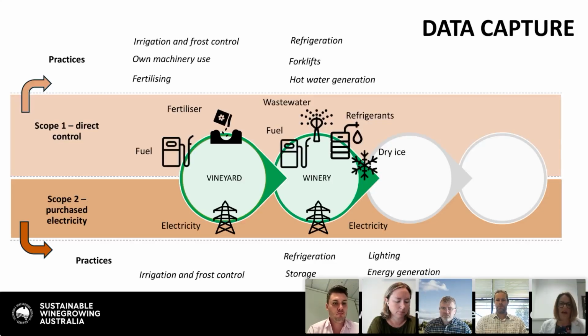And those emissions are generated through the activities that we do report through the workbook and the data. And these are things like refrigeration, how forklifts are powered in the winery, hot water generation, refrigeration as well, in terms of it might be fuel or it might be electricity. We've also got on the vineyard side things like own machinery use, which obviously plays a big part in emissions from a vineyard, as well as how irrigation and frost control are powered.